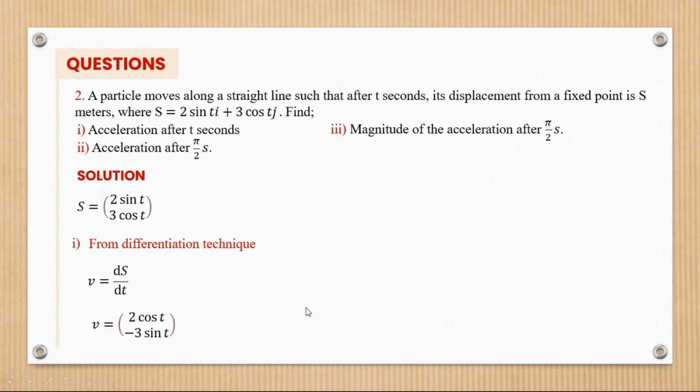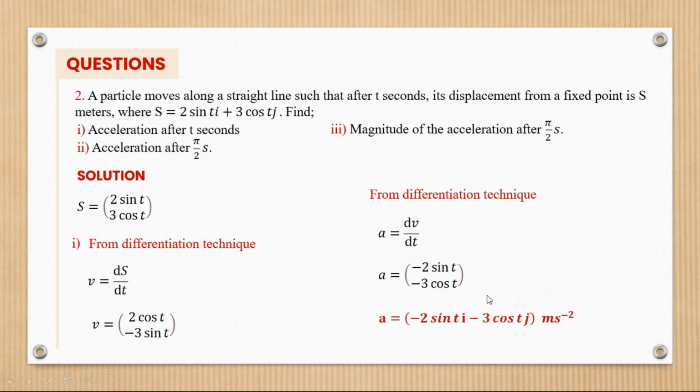Since I'm looking for acceleration, I remember that by differentiating this again, I can find the acceleration. So from differentiation technique, I can find acceleration as dv/dt. I'm just going to differentiate this again, so this becomes negative 2 sin t, and this becomes negative 3 cos t. Therefore acceleration, putting it back in terms of i and j, shall be negative 2 sin t i minus 3 cos t j meters per second squared.